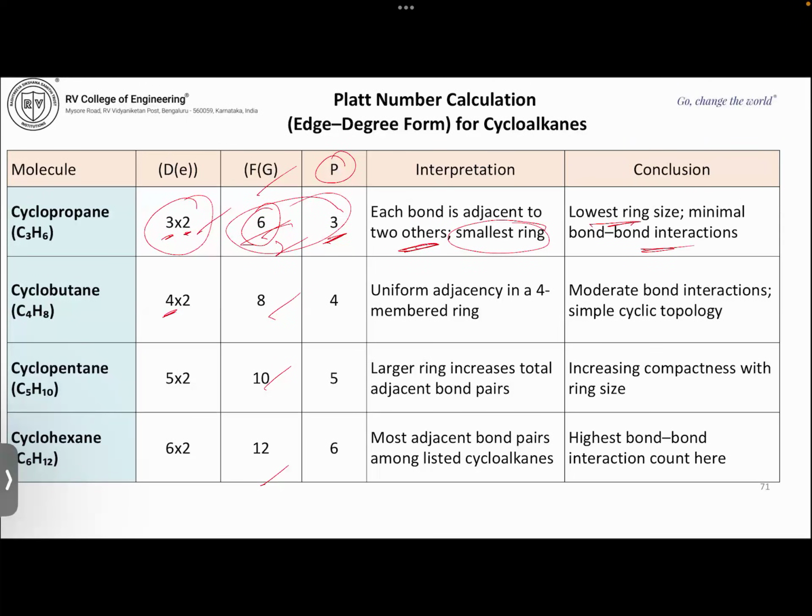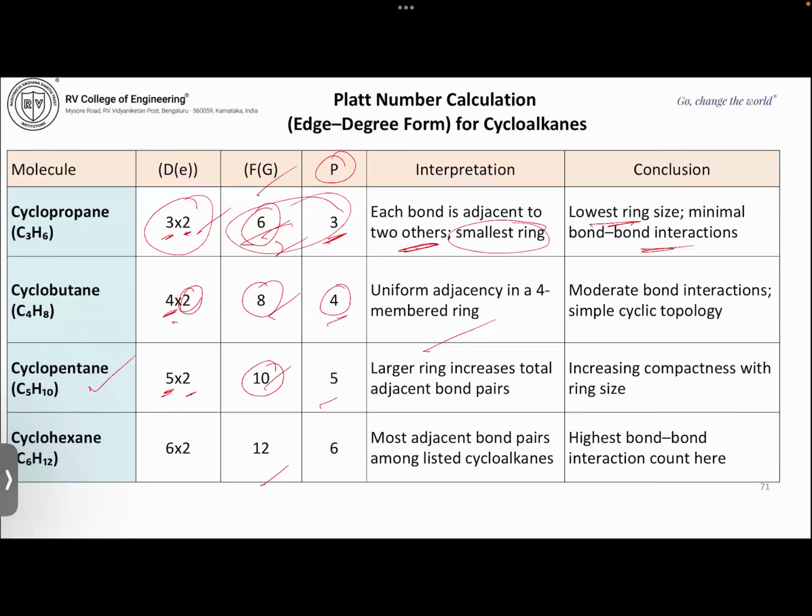Cyclobutane, if you take, there are 4 edges, and the degree of each edge is 2. So 4 2s are 8. So that is f of G. Half of that is P, that is 4. So it is uniform adjacency in a 4-membered ring, moderate bond interaction, simple cyclic topology. Similarly, cyclopentane has 5 edges, and the degree of each edge is 2, so f of G is 10, and half of that is P, 5.